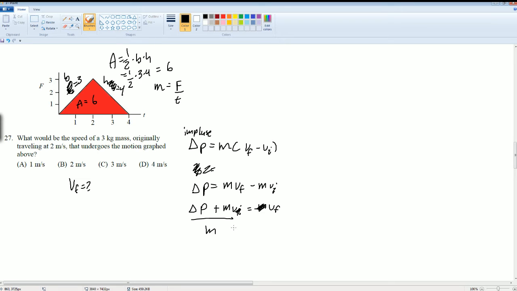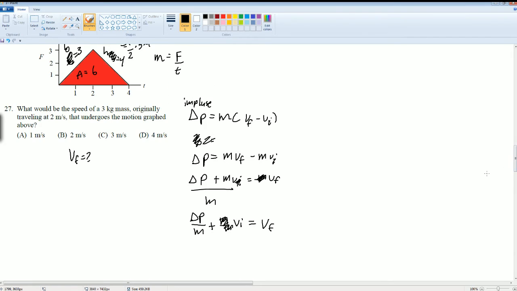Let me split this impulse here. This is mass over mass VI. These cancel out and it becomes VF. So let's plug it in now. Your impulse was your 6, your mass was your 3, plus 3 over 3 is just 1, times V initial, going at 2. That gets you your VF. 6 divided by 3 is 2, and 2 plus 2 is just 4. So there you go.